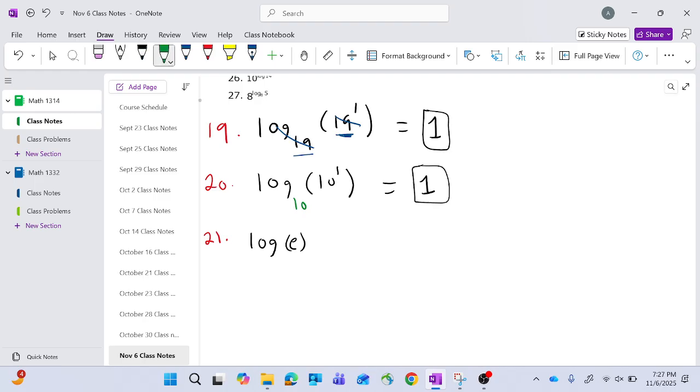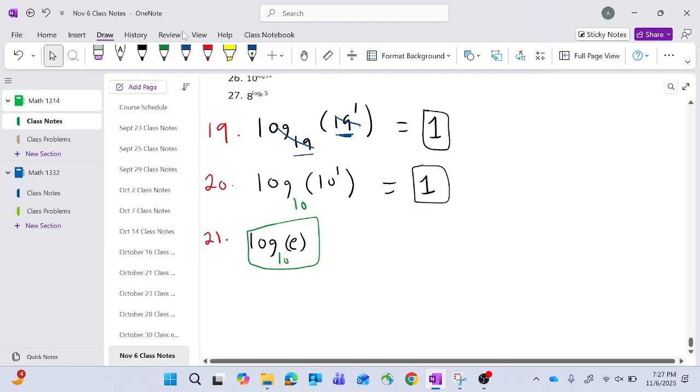Well, log is base 10, right? These aren't the same. You can't really do anything here. Just leave it log base 10. I think they meant natural log, but I'm not changing that. Because the base of the log and what you're taking the log of are not the same, it's 10 and e. They're not the same thing. You can't do anything.